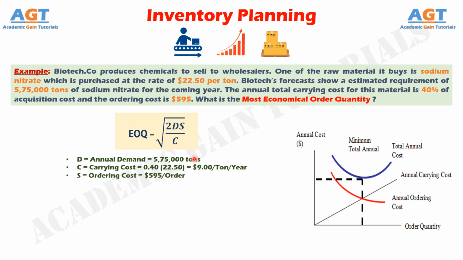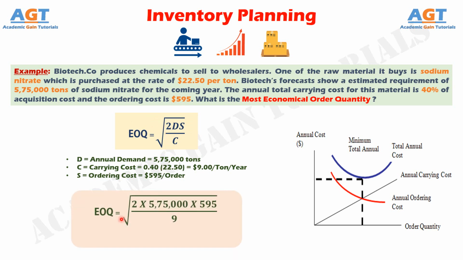Putting all these values in our equation, we get EOQ equals root over 2 multiplied by the annual demand of 575,000 tons, multiplied by the ordering cost of $595 per order, divided by the carrying cost of $9 per ton per year, which gives us the economic order quantity of approximately 27,573.135 tons per order. So, now we have done the calculation.